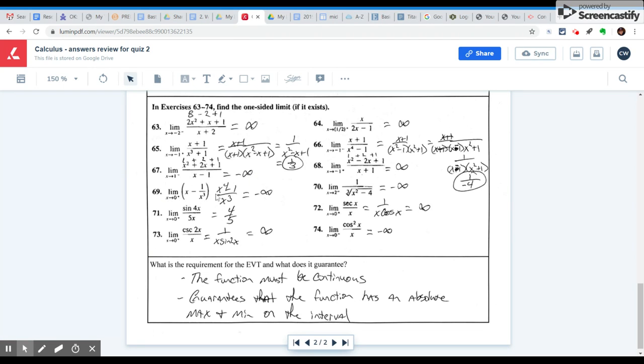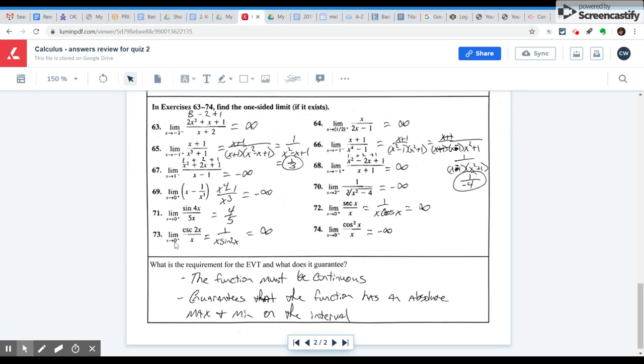Next one, get a common denominator, gives me this. I plug in 0, gives me a number over 0, which is an asymptote. I plug in something to the right, so something to the right of 0 is still going to be negative on the top, positive on the bottom, a negative and a positive gives me a negative. Plug in 0 here. Notice this is a special trig limit, so my answer is 4/5. That one should be pretty straightforward.